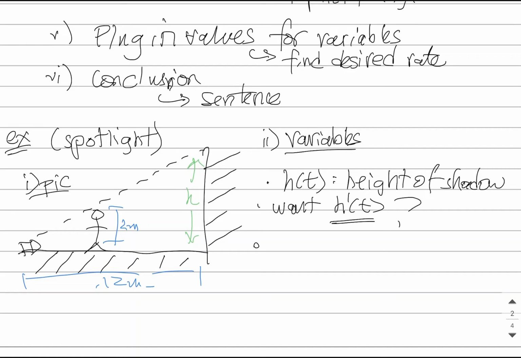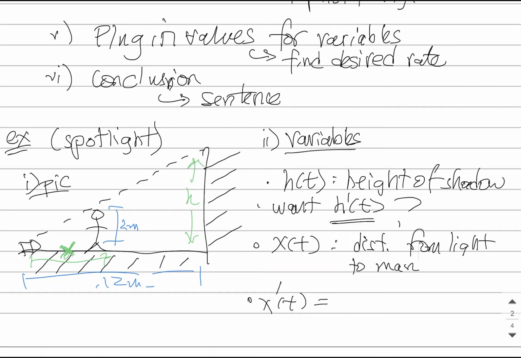The other information that we need to include is from the given statement. And this says if a man 2 meters tall walks away from the spotlight at a certain rate. So let's say that x of t is the distance from the light to the man. And it's important that we are clear about which one we want. So we'll say that this is x, the distance from the light to the man. And we are told something about x prime of t. x prime of t in this particular problem is going to be 1.6 meters per second.